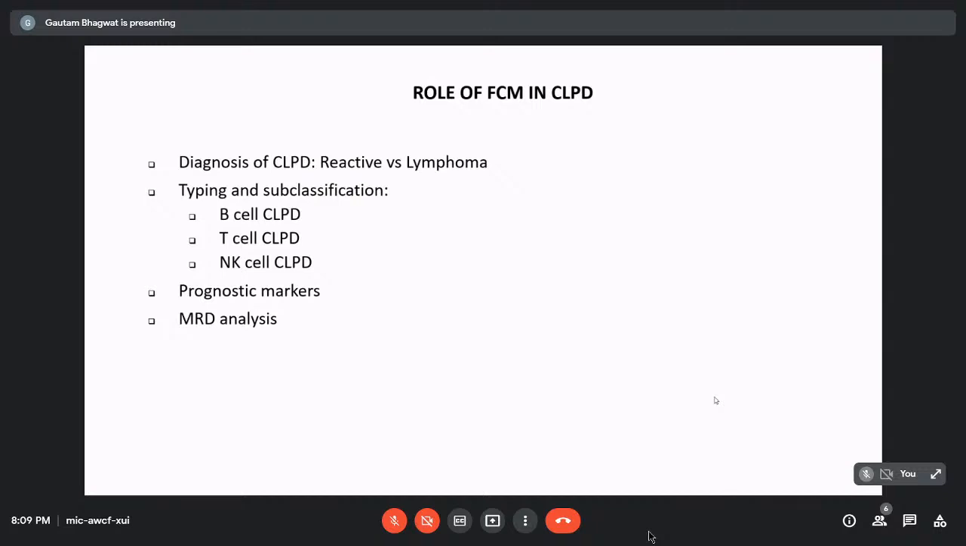So first is diagnosing whether it is reactive or a lymphoma. Second would be lineage or subclassification. Third, again, as prognostic markers, I had emphasized in leukemia, there are many prognostic markers which give information in CLPDs also, and MRD is also being done in cases of CLL, although in very few centers, but it has its role.